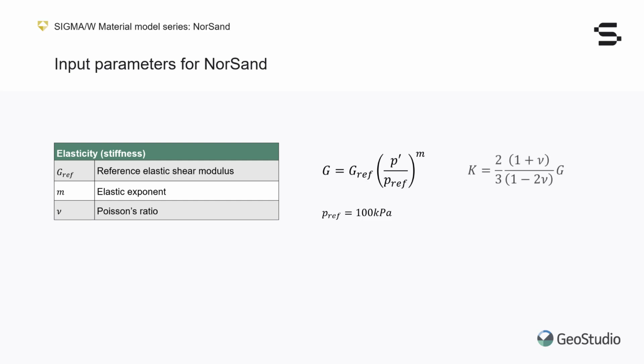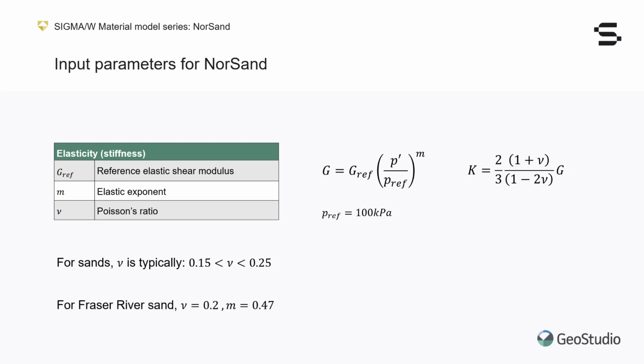Poisson's ratio is used to define the elastic bulk modulus, using the value of the elastic shear modulus. Poisson's ratio has limited impact on the outcome of large deformation simulations where plasticity will govern the soil's behavior. For sands, it is generally safe to assume that this constant will take values between 0.15 and 0.25. Specifically for the Fraser River sand from our dataset, a Poisson's ratio of 0.2 and an m value of 0.47 were used.